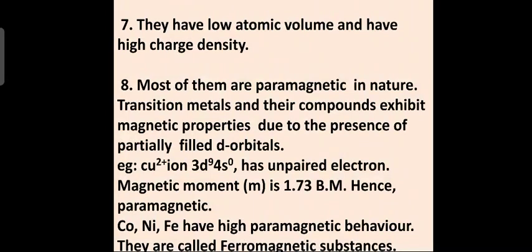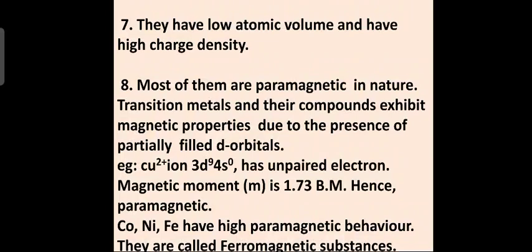Now 8th point, most of them are paramagnetic in nature. So most of the transition metals are paramagnetic in nature. That is, the magnetic property is shown by what? Transition metals. You know that there are three ways of explaining this magnetic property: paramagnetic, diamagnetic, and ferromagnetic. Transition metals and their compounds exhibit magnetic properties due to the presence of partially filled d orbitals. All the transition metals have partially filled d orbitals, so they show magnetic properties.